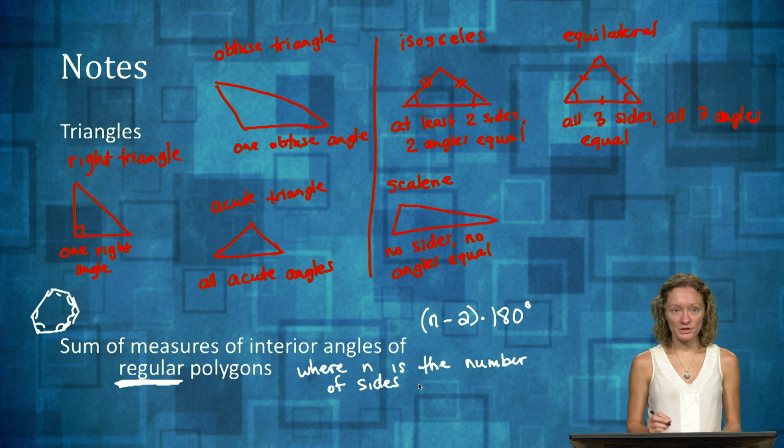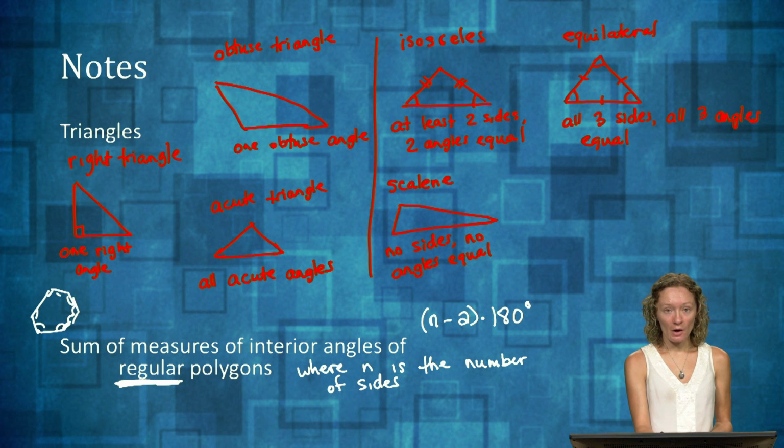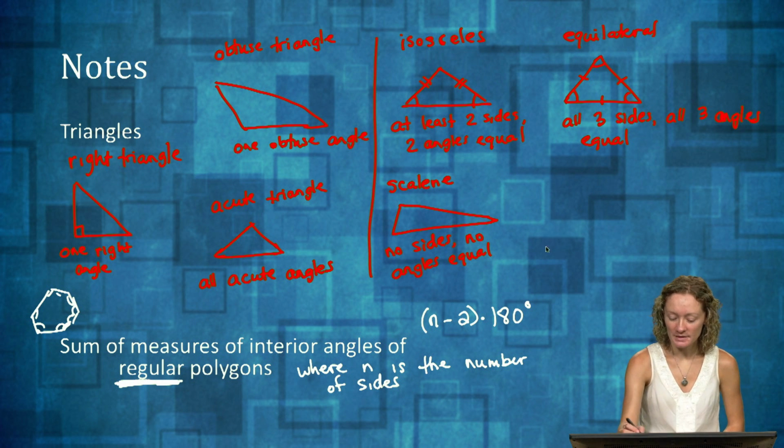So again, you can only use this on regular polygons. And you'll know how many sides there are because you can count them or you'll be told. Plug it in, subtract 2, multiply by 180. Pretty easy. There's two types of questions you could see with a problem like this.